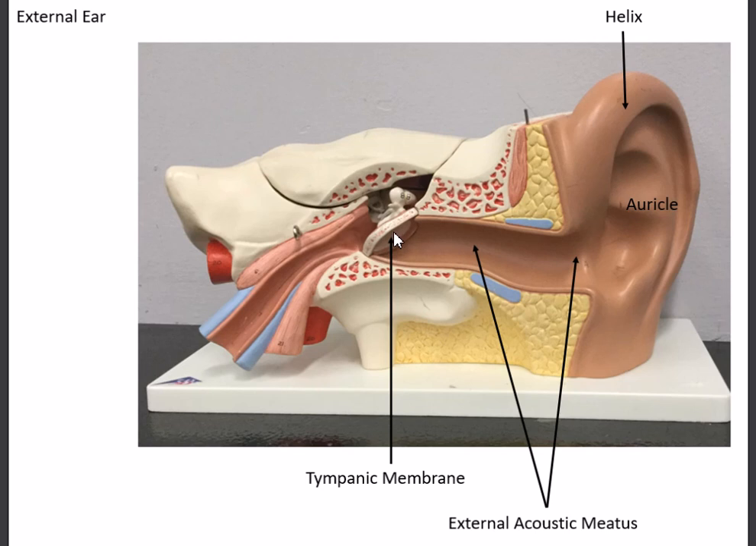And you can see everything here is within the petrous portion of the temporal bone. So this is just the rest of the petrous portion of the temporal bone. We'll take this part off on our subsequent pictures to take a look at the middle ear and the inner ear.